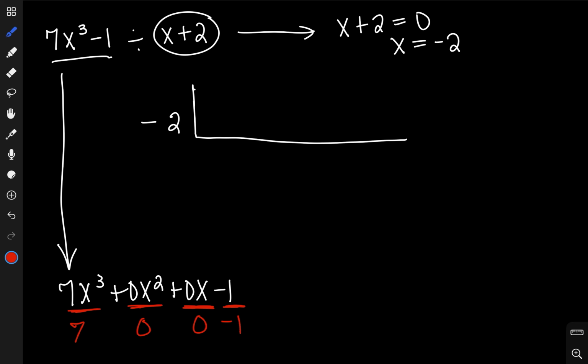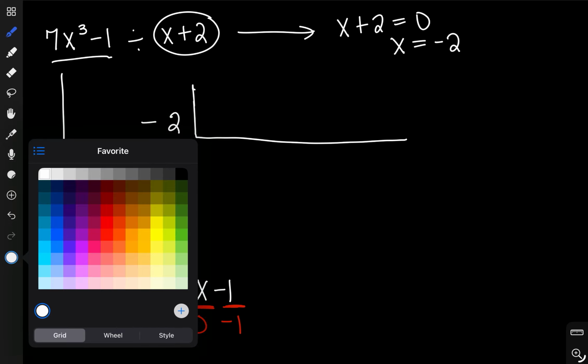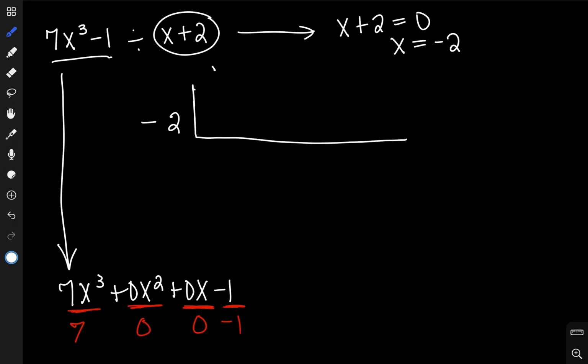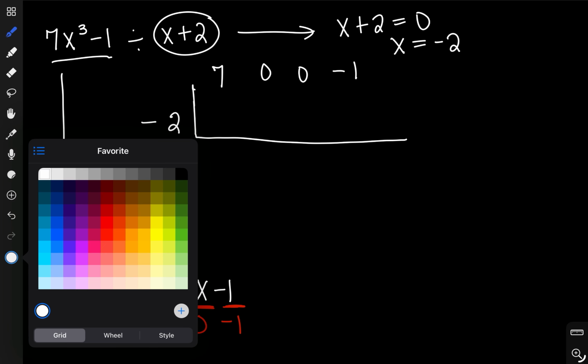So you want to get the constant term in each. And then we're just going to bring it up here. Switch back to white. I'm just going to bring it up here. Leave some space in the bottom. 7, 0, 0, negative 1. And now, start off with blue.